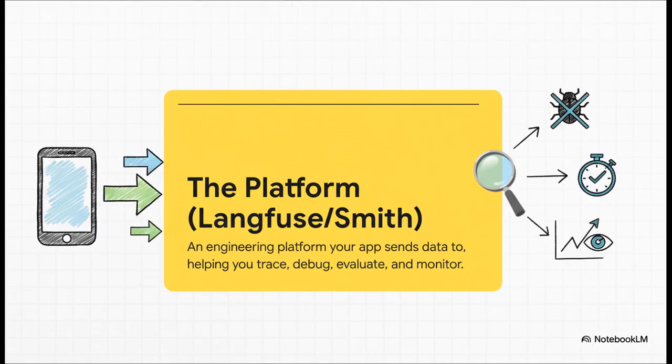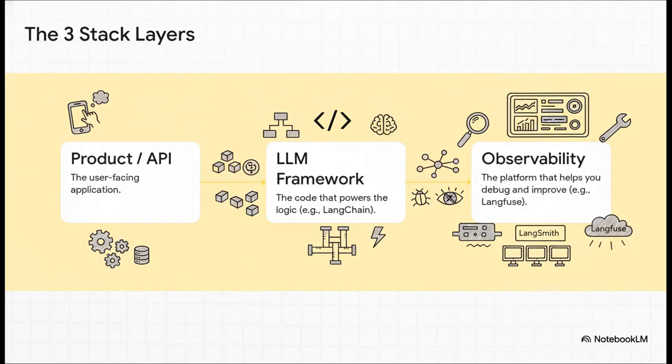Then, you've got the platform. This is where tools like Langfuse and Langsmith live. After you've built your app, it sends data to these platforms, and that is what lets you observe what's happening, debug problems, and actually evaluate how well it's performing. And here's the most important takeaway from this section. These tools aren't competing with each other. They operate on totally different layers of the same stack.